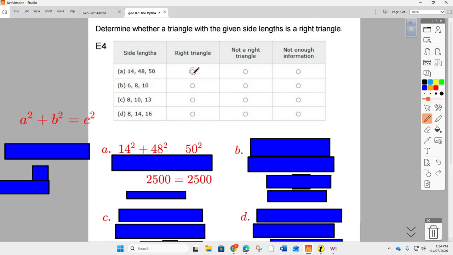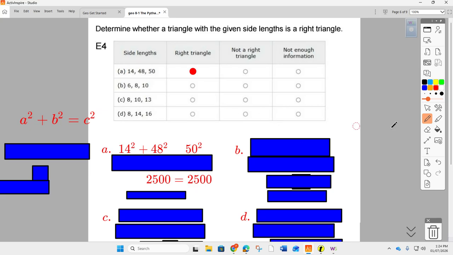So that's how we use the converse of the Pythagorean theorem. We're usually using the Pythagorean theorem to find the side lengths, but here we're using it kind of backwards to prove that a triangle is or is not a right triangle.